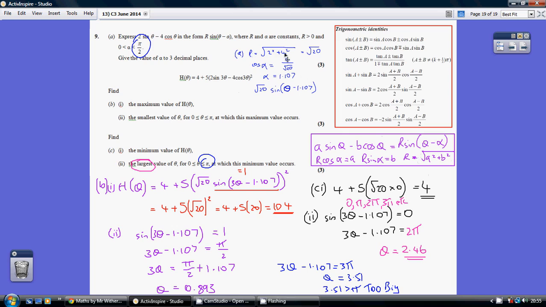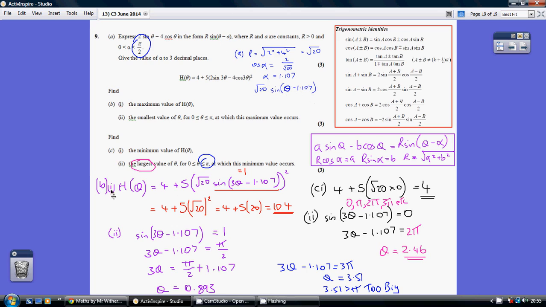So this allows us to work out that R is 2 squared plus 4 squared all square rooted, which is root 20, and cos alpha equals 2 over root 20, which is 1.107 radians to 3 decimal places. So our revised formula is root 20 sin(theta minus 1.107).